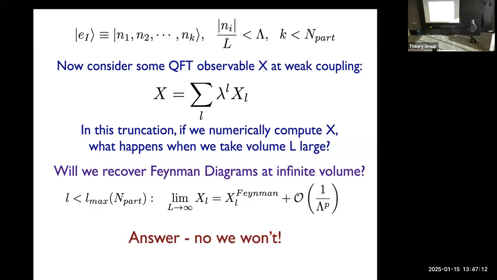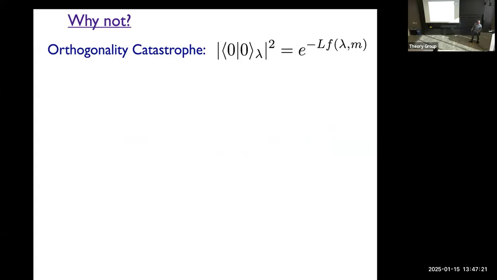Okay, the answer is no. You don't, right? Why not? Well, because of the orthogonality. So the orthogonality catastrophe says that it essentially requires an exponential number of particles to recover... there's an exponential suppression once you go to large volumes between the original Fock space vacuum and the new vacuum in the presence of the coupling.